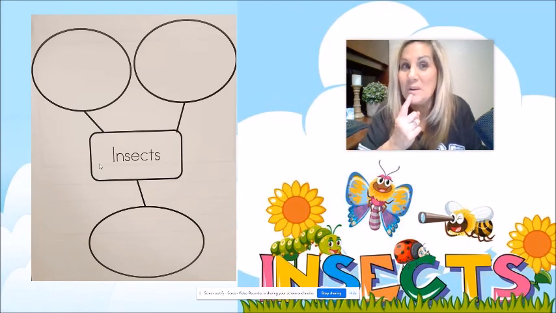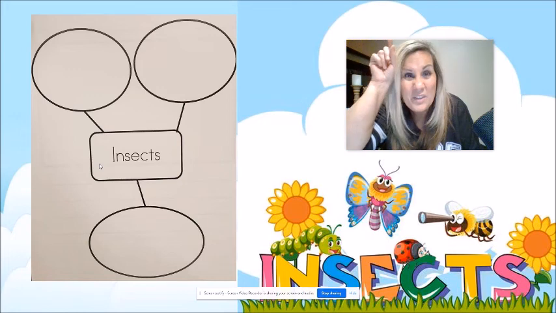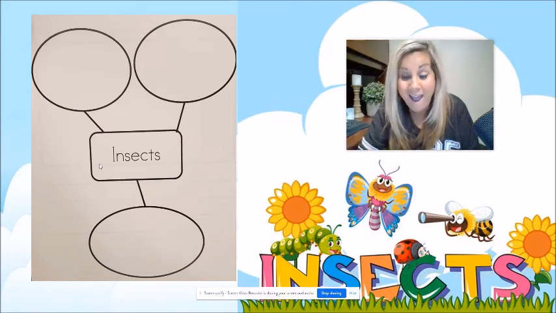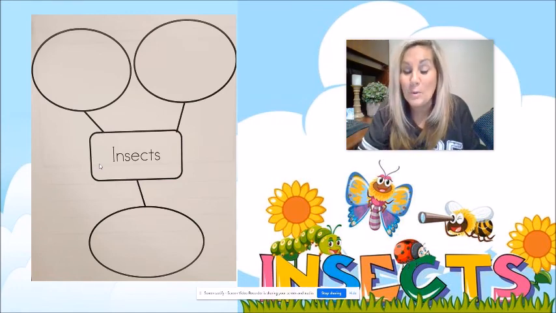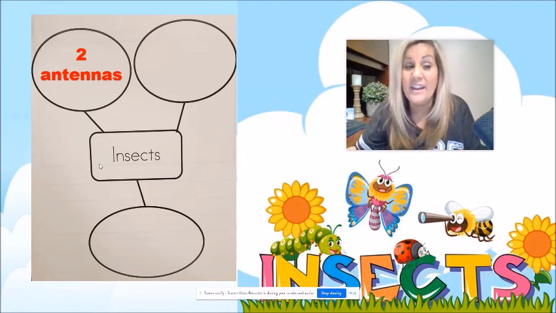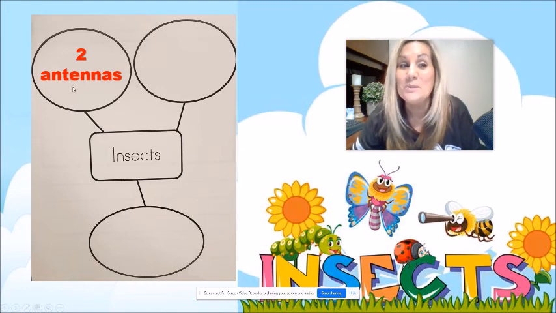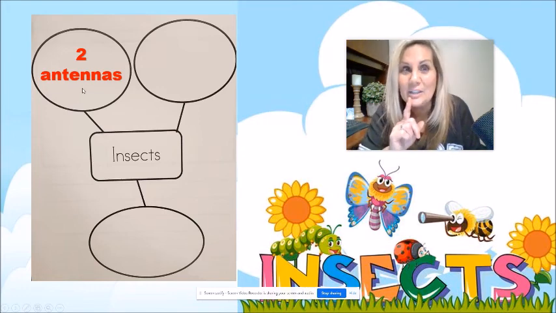Do you remember one of the things that she said? What are those little things they have on their heads? Do you remember what those are called? Those little feelers? Antennas. How many do they have? 2. Okay, let's put that in our first bubble. 2 antennas. Now, antennas is a very long, hard word to spell, but I helped you. It's right there. Okay, let's take a look at the second bubble.